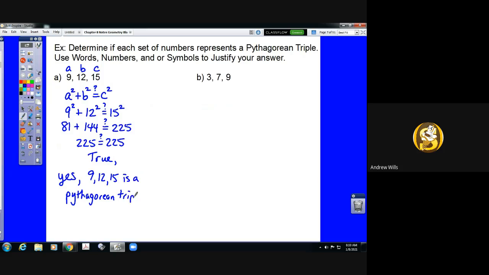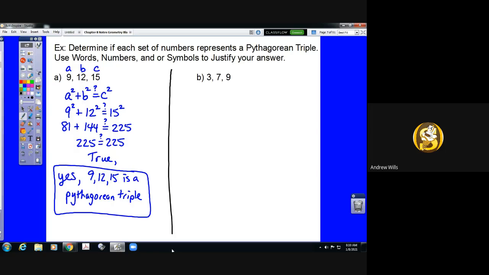Take a second and try the other one on this page. Try the other set here. See if they are a Pythagorean triple. 3, 7, and 9. Check those three. I'm going to give you about a minute to do so while I double check attendance and things of that nature. Okay? So please get ahead of me. Try the other one.